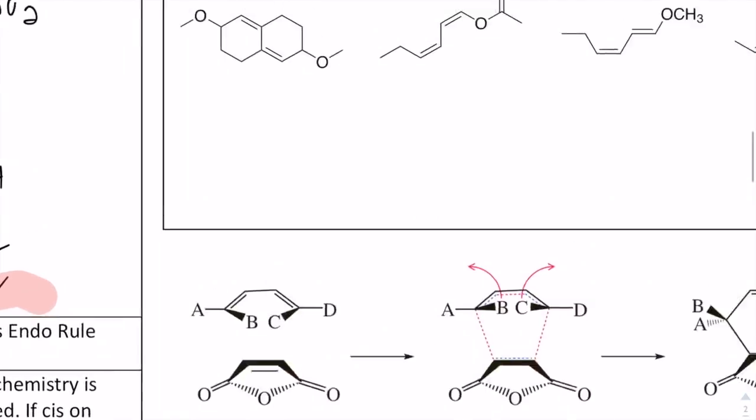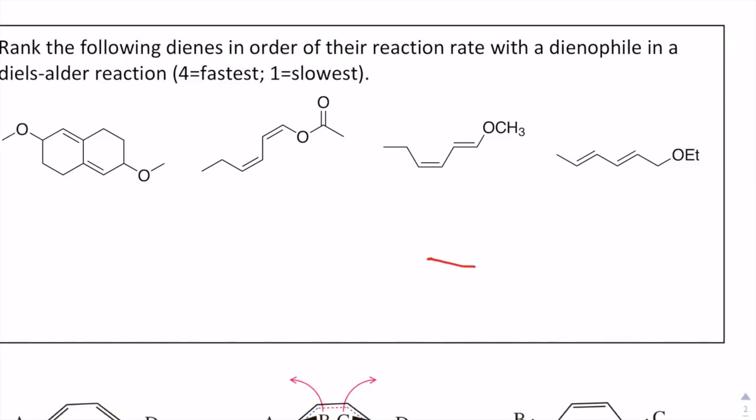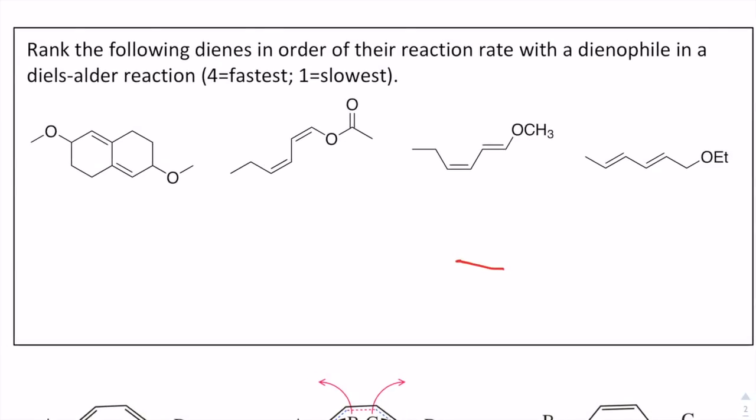So let's just go over here. I put this exam question, and I think it's important for you guys to understand, because I'm pretty sure you'll get something like this on the test in some way or form. Rank the following dienes in order of their reaction rate with the dienophile in a Diels-Alder reaction, 4 being the fastest and 1 being the slowest.